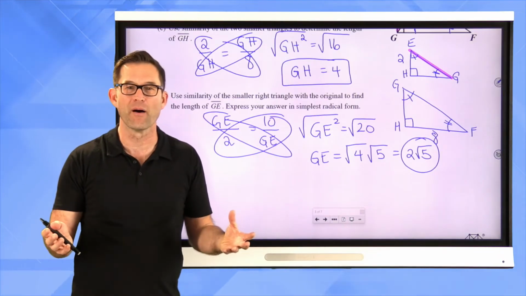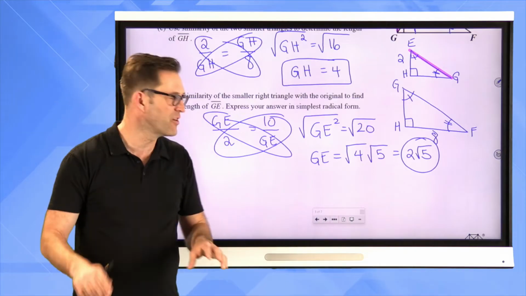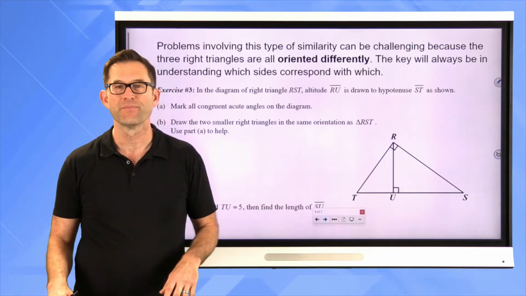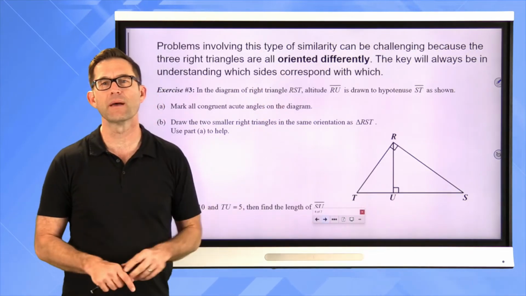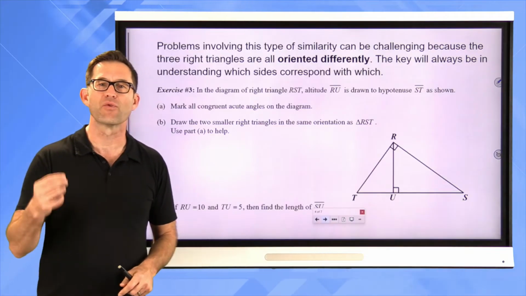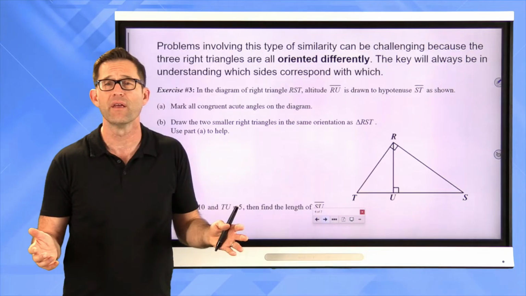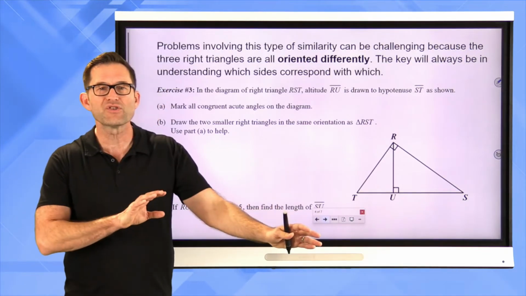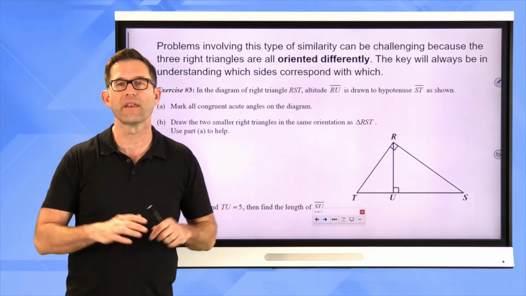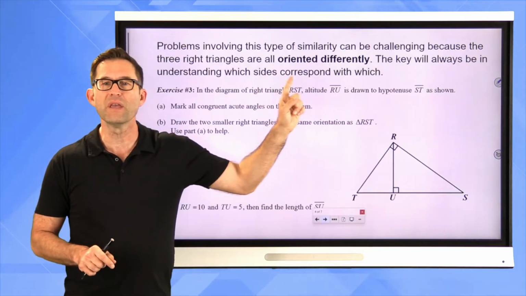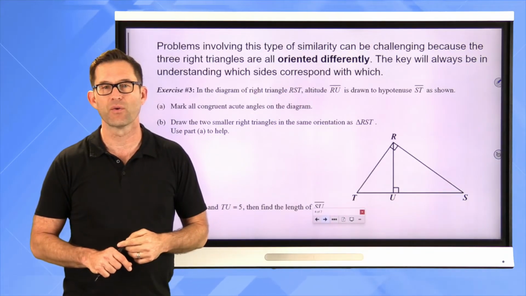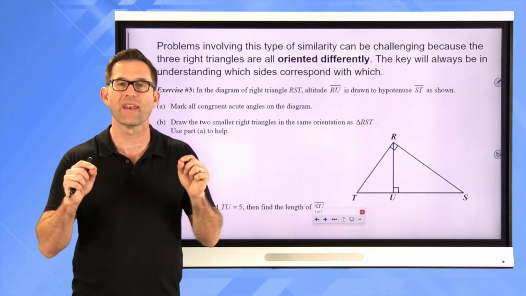Now, what makes these problems especially challenging is the fact that the triangles that are similar, and there's 3 of them, are all in these different orientations. Problems involving this type of similarity can be challenging because the 3 right triangles are all oriented differently. So it's hard to see which side corresponds with which side. The key will always be to understanding which sides correspond to which, and those angles can help us.